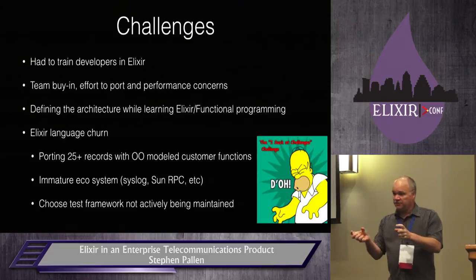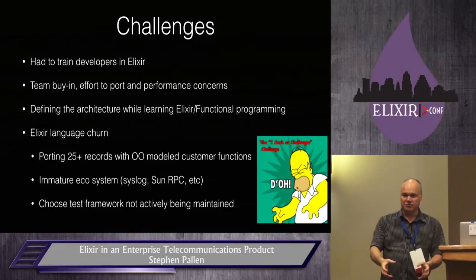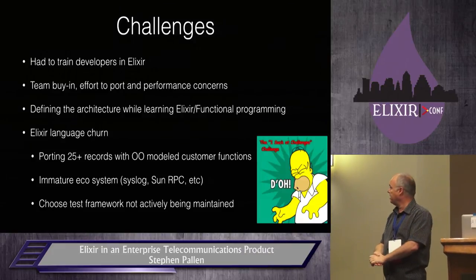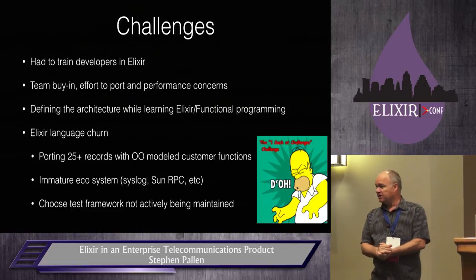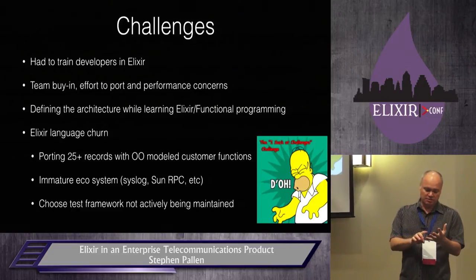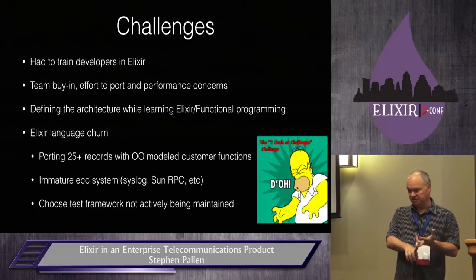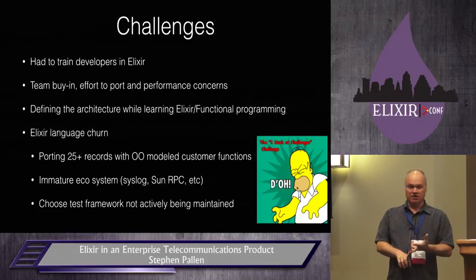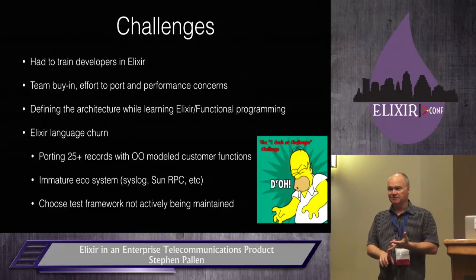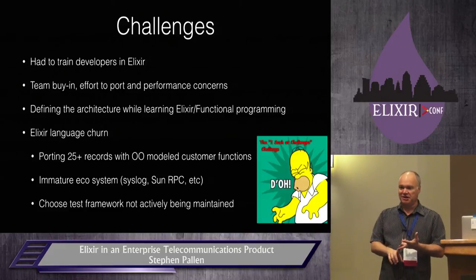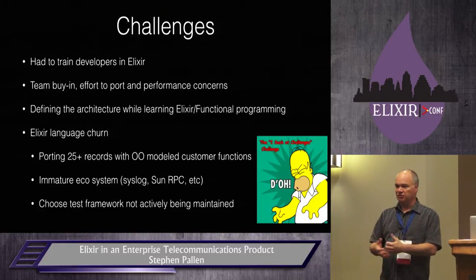So I had some challenges with team buy-in, with respect to the effort to port it and the time to market, because we had a C version and were already out in production with that, but I managed to get through that. I actually learned Elixir, functional programming, and architecting the solution all at the same time about 4 to 5 months ago. That's about the most time I've actually had to sit down and work through an architecture. I wanted to get the supervisor model right and so on.